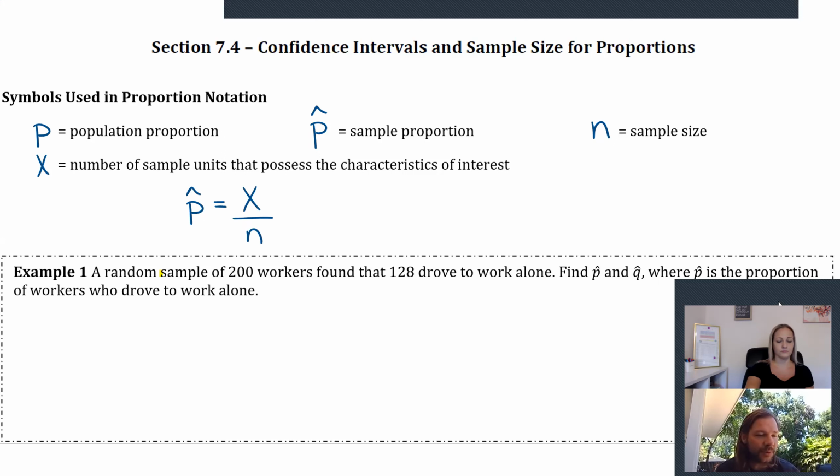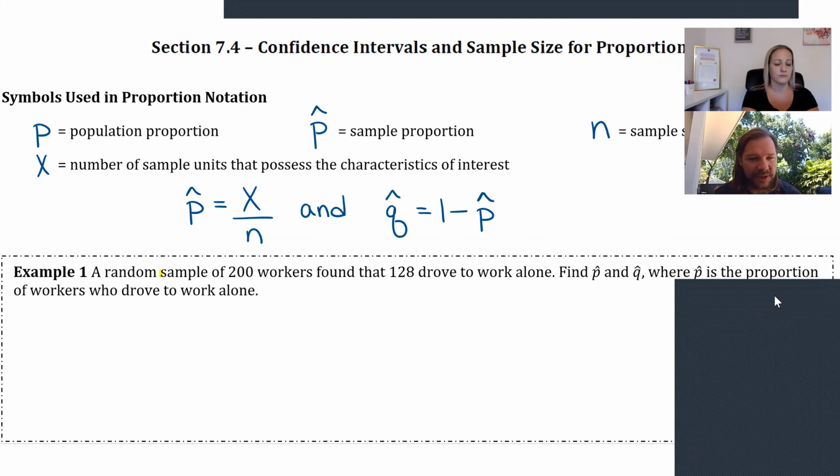And then to make these formulas a little bit simpler to look at, we use the symbol Q hat to be the people that don't have that characteristic. That's going to be just 1 minus P hat. Okay, that's just a simplification to make these formulas a little bit easier to look at.